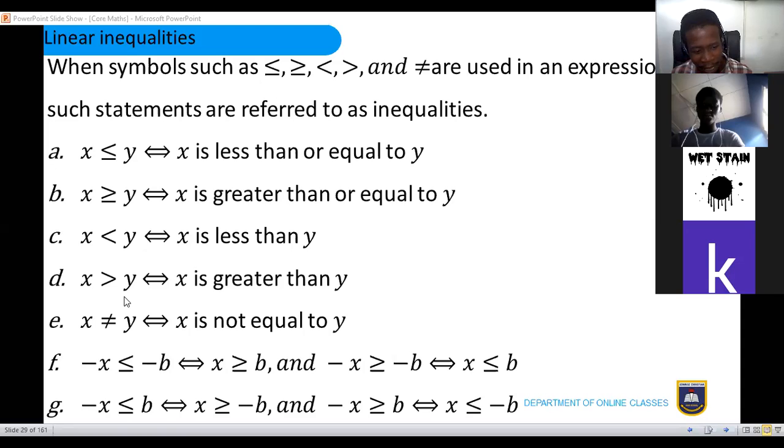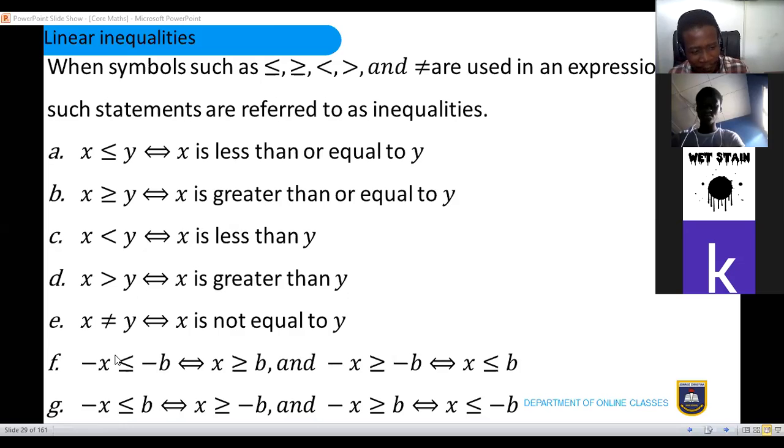Let's go to the F. Negative x less than or equal to negative b. Already, we have definitions for the inequalities. Now, there are cases where the inequalities will change. The instance where the inequalities change is when we have a negative number multiplying through or dividing through.